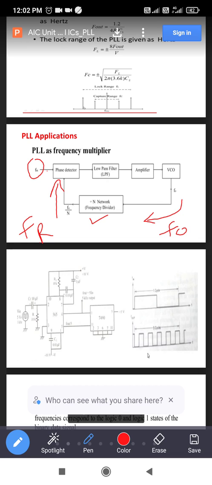When both become equal, then the system will become locked. So when the system becomes locked, it will give the required output frequency, that is the F0 it can give. So this is the working of this frequency multiplier. So we have discussed the working of frequency multiplier with the help of block diagram. Now with the help of circuit diagram and waveform, we can try to understand.